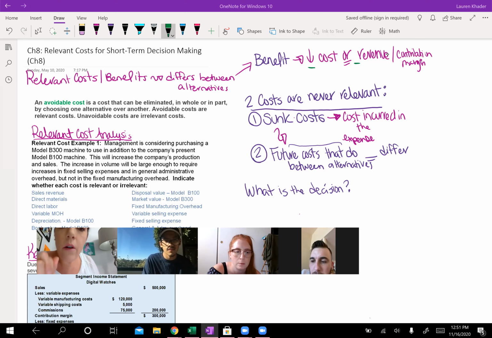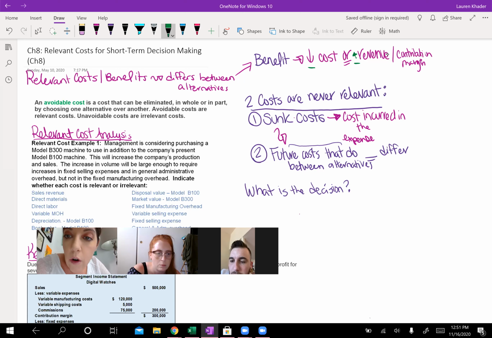When we think about a relevant benefit, it could be a decrease in a specific cost, right? Because reduction of costs is a benefit. It's going to increase your bottom line. Or it would be an increase in revenue or contribution margin.